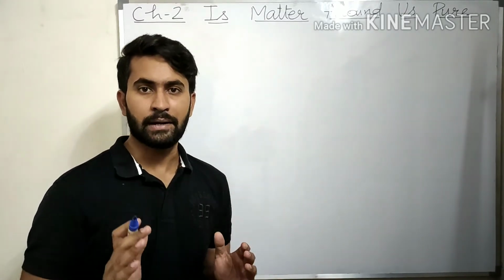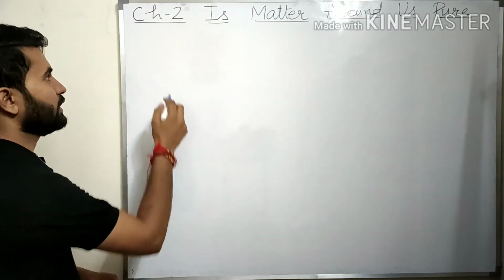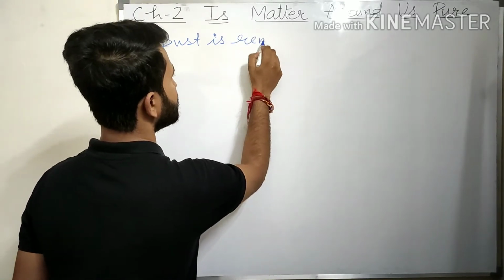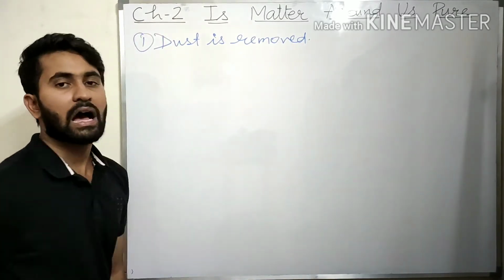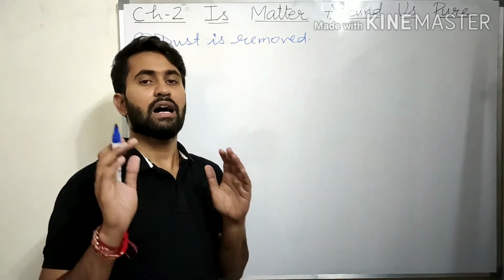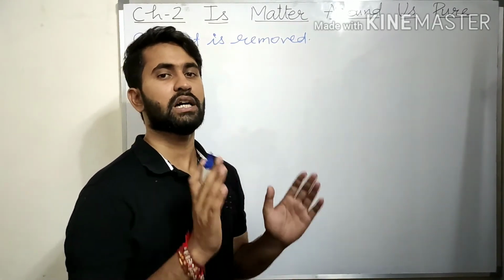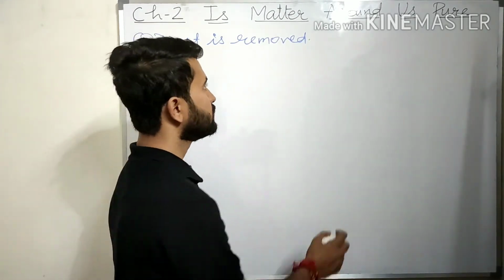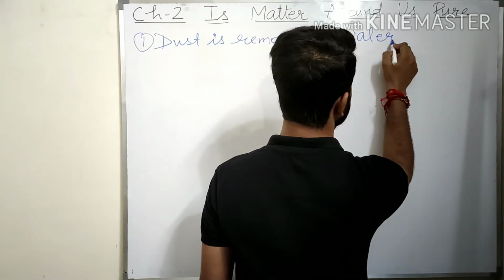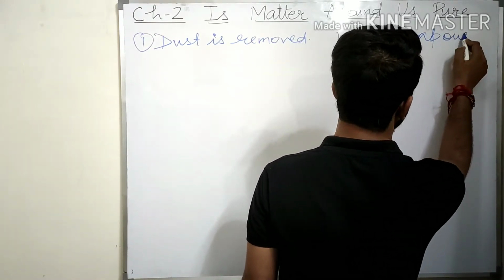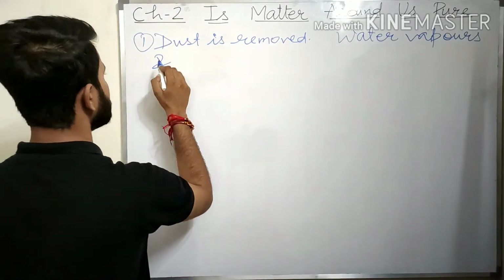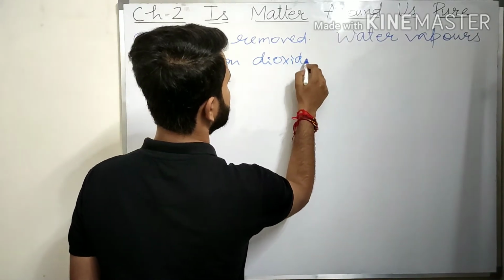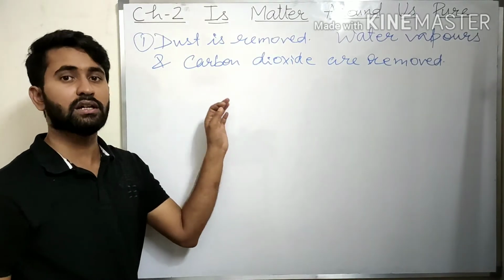So let us learn the process used for the fractional distillation of air. In the first step, the dust is removed from air. After the removal of dust, carbon dioxide and water vapors are also removed because they will freeze during the cooling of air.